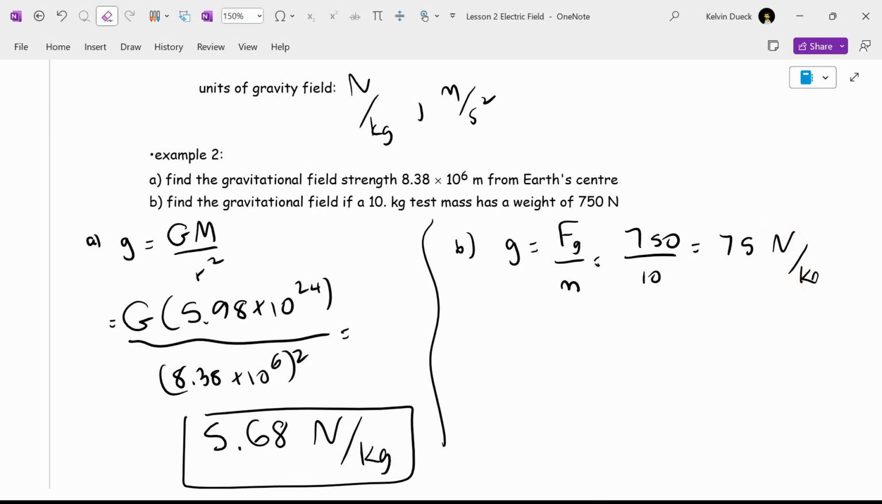Newtons per kilogram. I can tell you that's not Earth, but I don't know anything more than that. How do I know that's not Earth? What's the biggest we are on Earth for the gravitational field strength? 9.8, and then it gets weaker. Yeah, so there's some mystery planet. Okay.